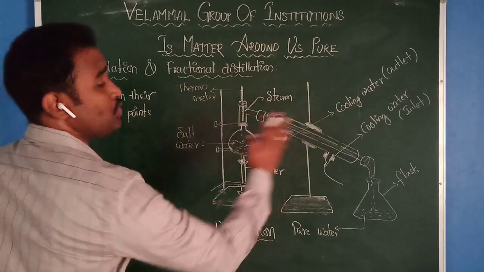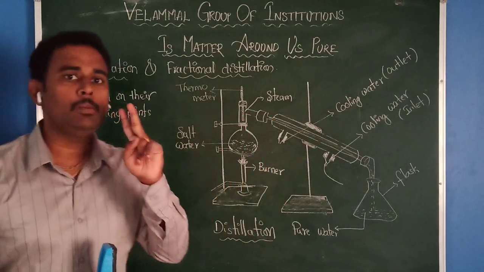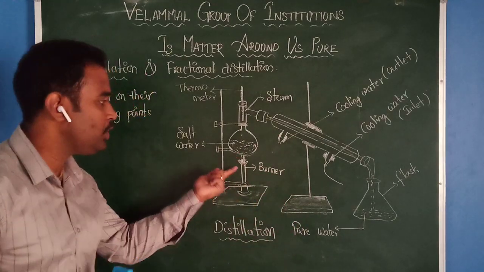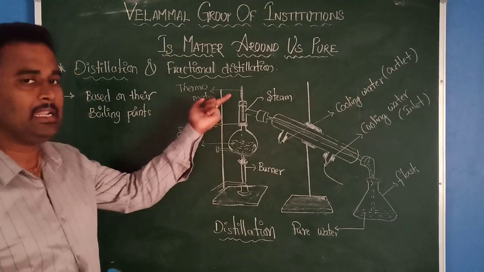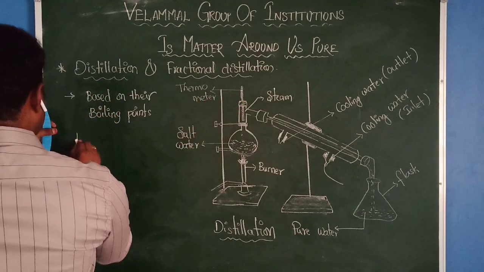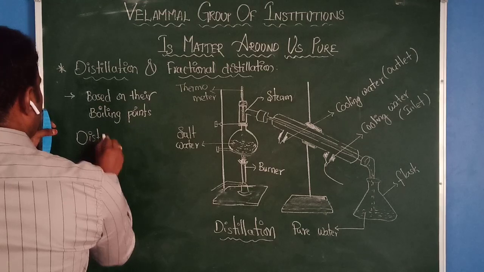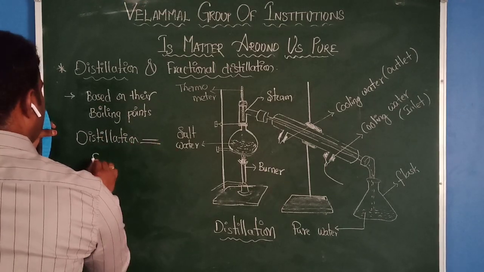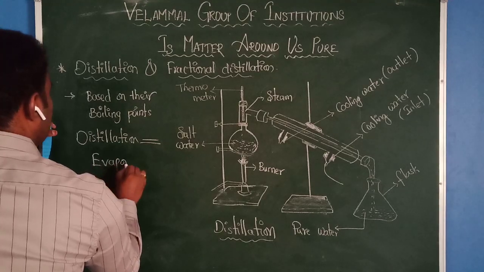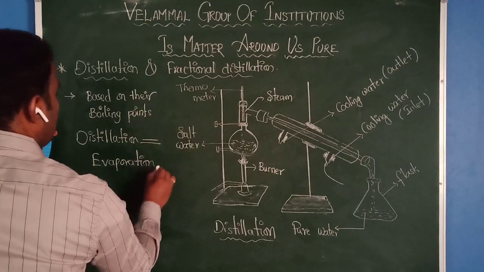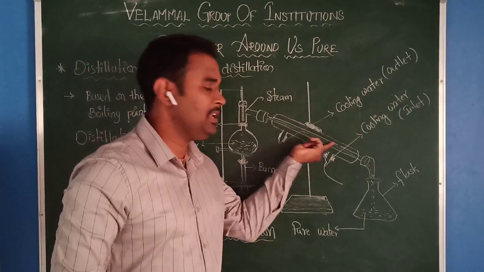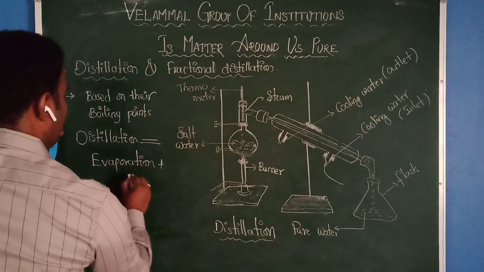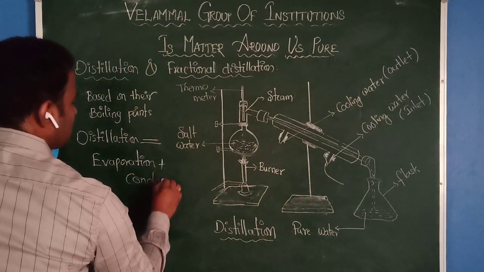Now, what process do you observe in this distillation process? Two important processes combinedly are called distillation. What is that? In the first case, when you are heating, what happens to the water? It is evaporating. Therefore, distillation is nothing but a process of evaporation. And after evaporation, what is happening inside the condenser? The condensation process takes place. Therefore, evaporation plus condensation.